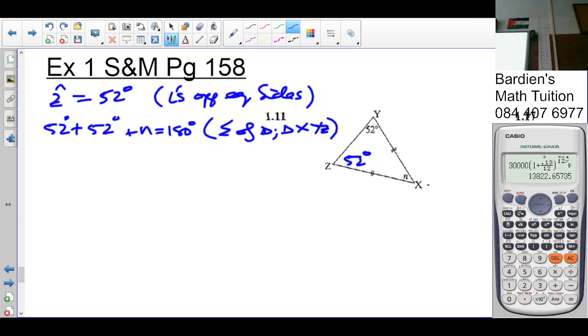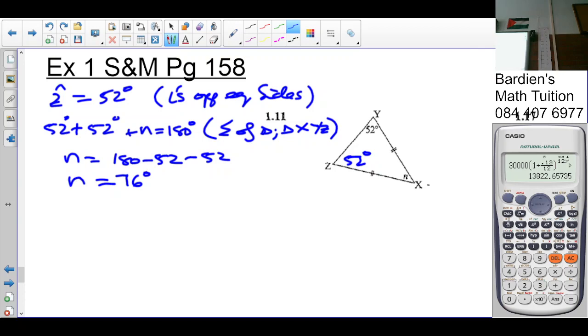Does it make sense? Now what do we say? N is equal to 180 minus 52 minus 104, so it's going to be 76.